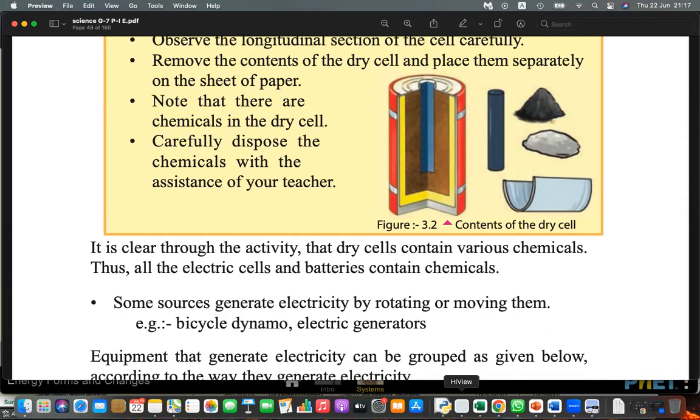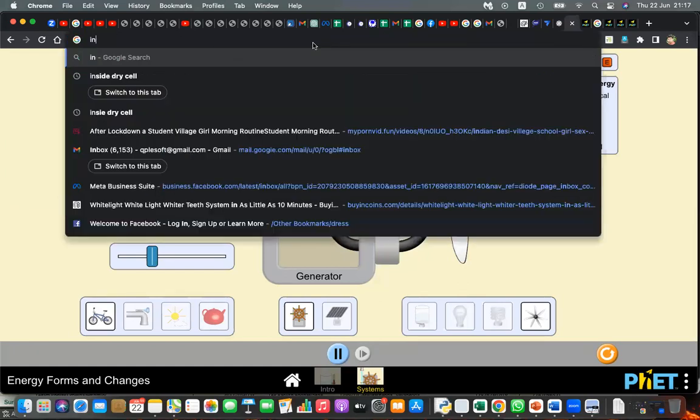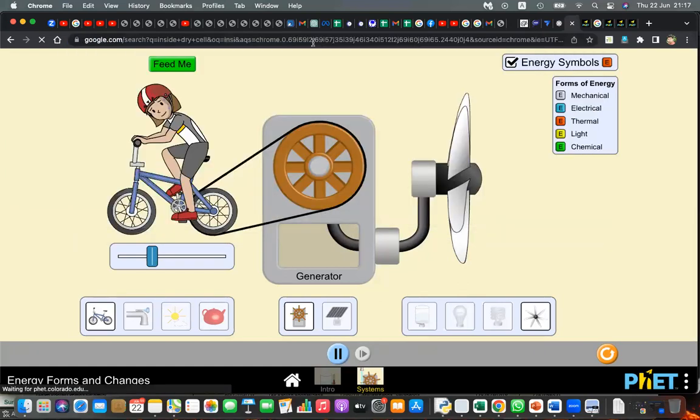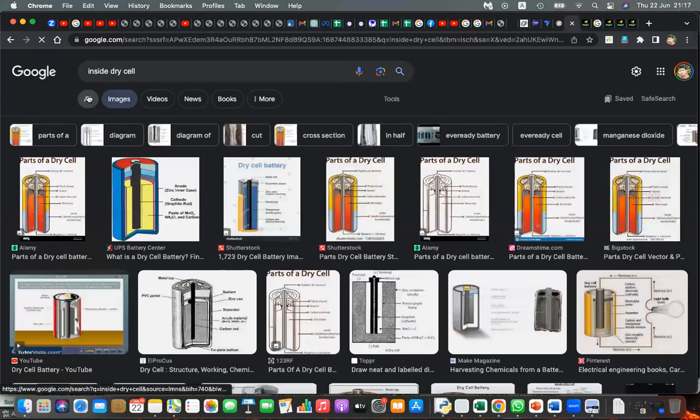So let's analyze that now. Before we wind up the lesson, let's analyze that one. So here, inside a dry cell, you can actually name the parts.